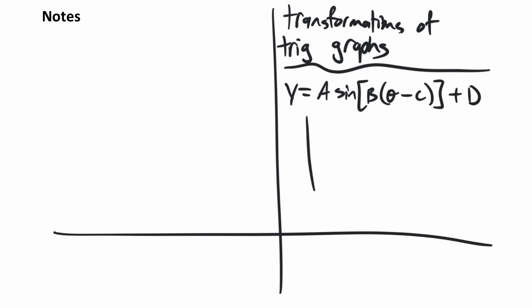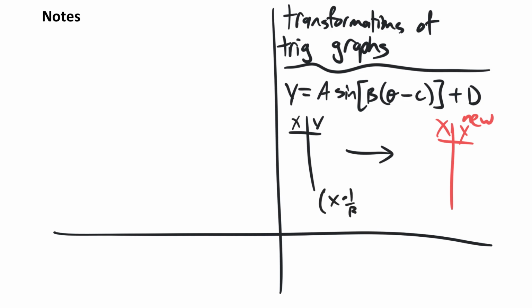If you think about the original table with x and y, or you could think of theta and y, it doesn't really matter, and you want to go to the new table, well, with something like this, the x would need to be multiplied by 1 over b and add c, and the y would have to be multiplied by a and add d. Those are the 4 transformations that would happen based on the 4 letters. And that's what you do. You just take your old table and you transform it into your new table. You just maybe have more transformations than the previous examples.